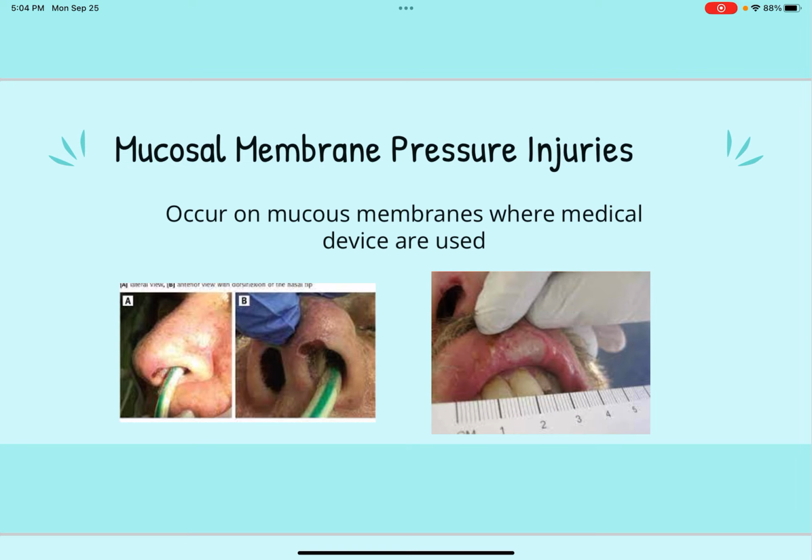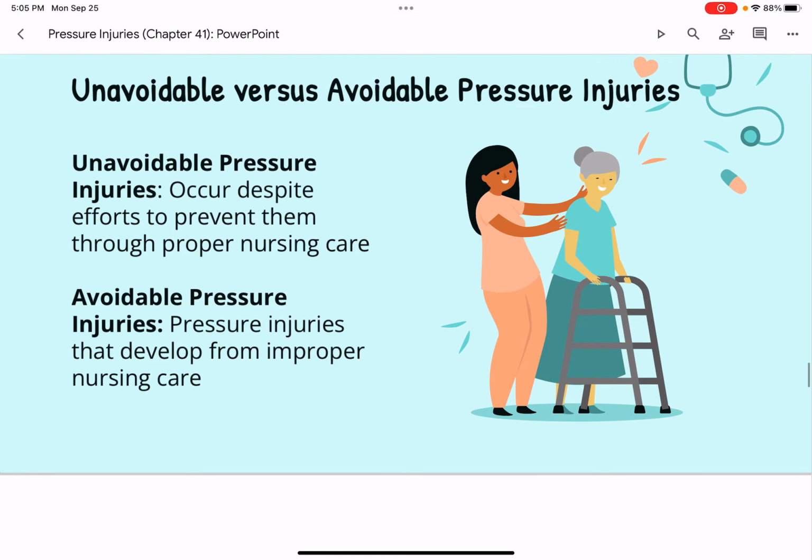Mucosal membrane pressure injuries occur on mucous membranes where medical devices are used. So in these pictures, you can see injuries on the nose and the lips. Due to the anatomy of these tissues, these ulcers cannot be staged.